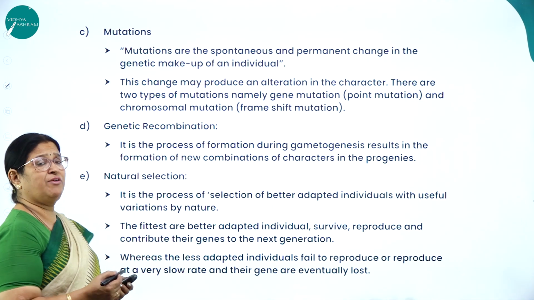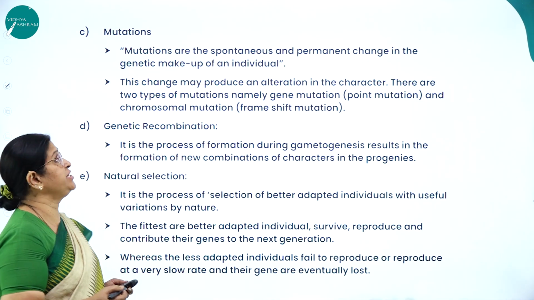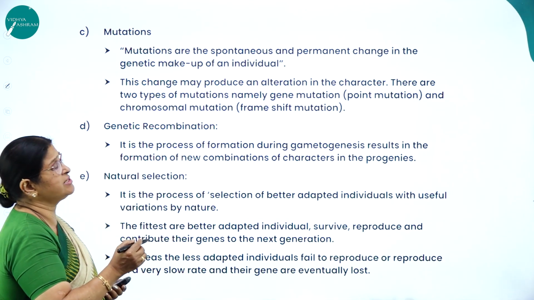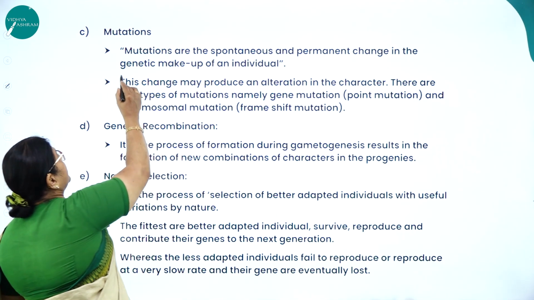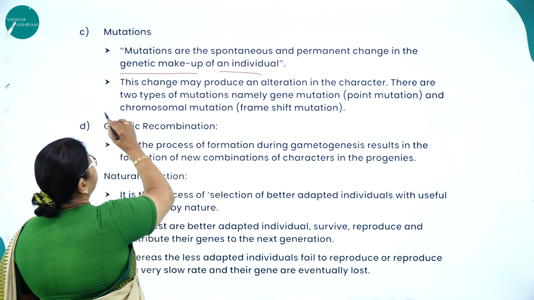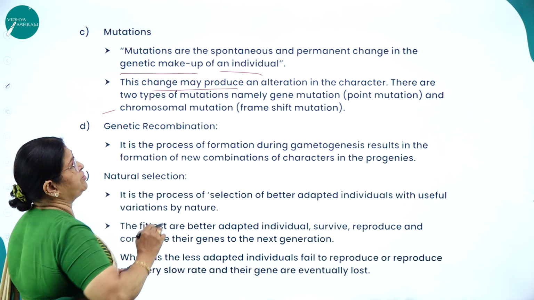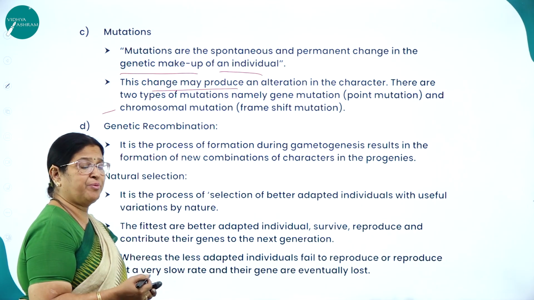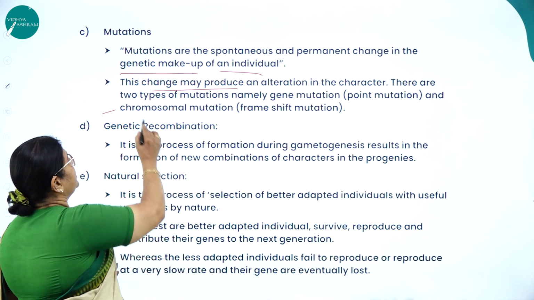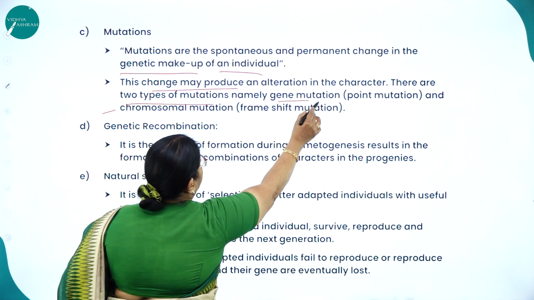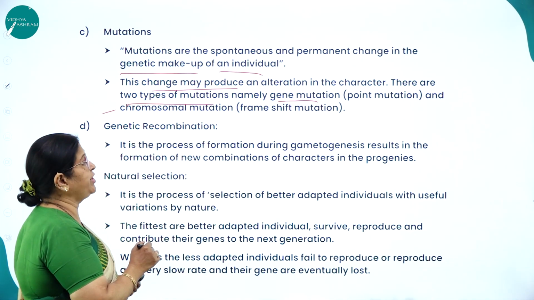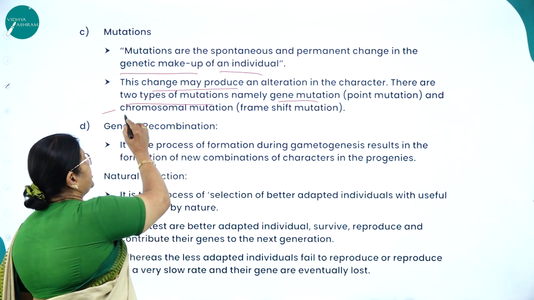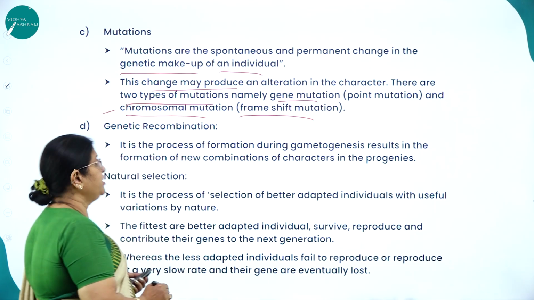Mutations. All of us know it is a sudden heritable change. Mutations are spontaneous and permanent changes in the genetic makeup of an individual. This change may produce an alteration in the character. All of us know mutations are very important for evolution. There are 2 types of mutation, namely gene mutation, which is also called point mutation, and chromosomal mutation, which is also called frame shift mutation.